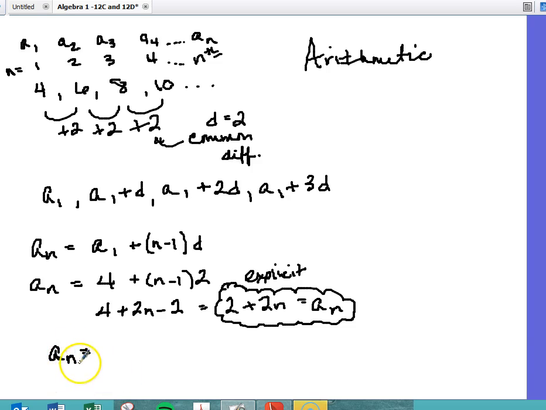Okay, so I want a formula for the nth term based on the term before it. The term before it would be one less than that. Okay, if I want to say a sub 4, how did I get here from the last term? Well, from the previous term, from 8, I added 2. So from each previous term, I'm just adding 2. The nth term is the term before it plus 2. That is your recursive formula.